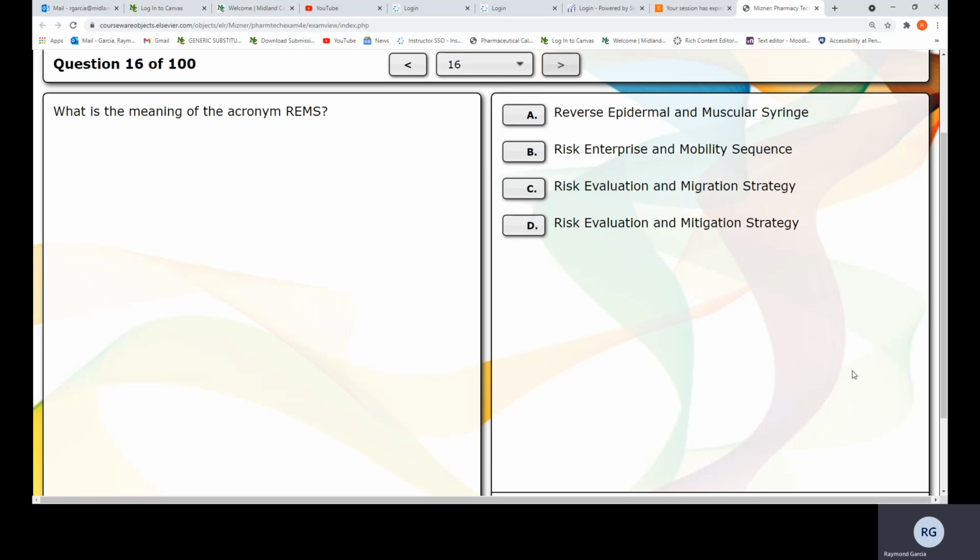What is the meaning of the acronym REMS? Is it reverse epidermal and muscular syringe, risk enterprise and mobility sequence, risk evaluation and migration strategy, or risk evaluation and mitigation strategy? Only one that I really say.